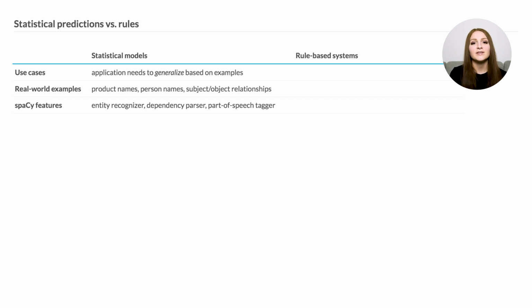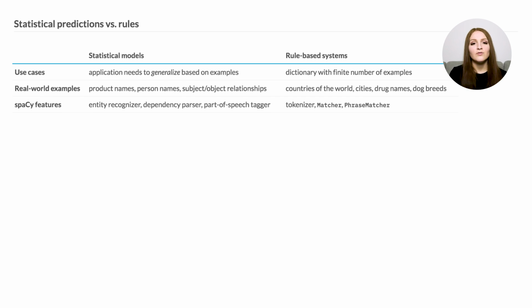Similarly, you can predict dependency labels to find subject-object relationships. To do this, you would use spaCy's entity recognizer, dependency parser, or part-of-speech tagger. Rule-based approaches, on the other hand, come in handy if there's a more or less finite number of instances you want to find. For example, all countries or cities of the world, drug names, or even dog breeds. In spaCy, you can achieve this with custom tokenization rules as well as the Matcher and PhraseMatcher.